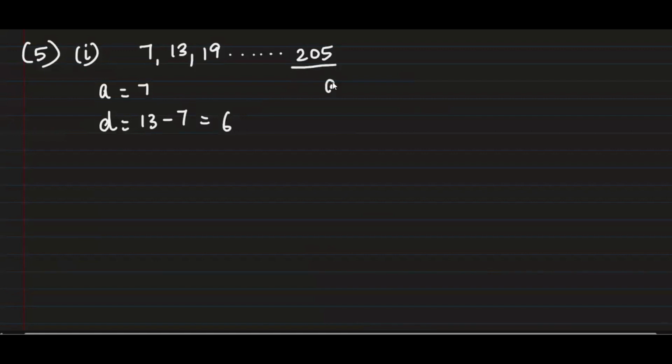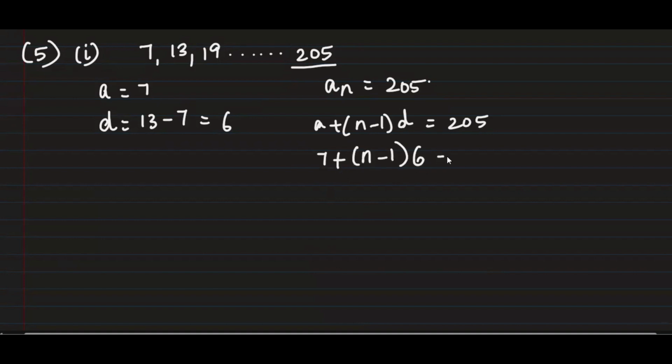And we have given a_n. So a_n is equal to 205. So a + (n - 1)d is equal to 205. A is equal to 7. So 7 plus (n - 1) into d, which is 6, is equal to 205. See, this is the last term, 205 is the last term. If you can find the n value here, the meaning will be that so many terms are there in the series. That's the reason why we are choosing 205, to find how many terms are there in the series.